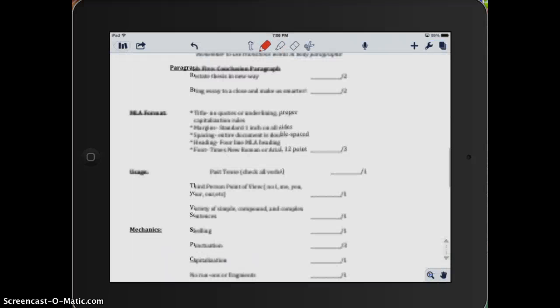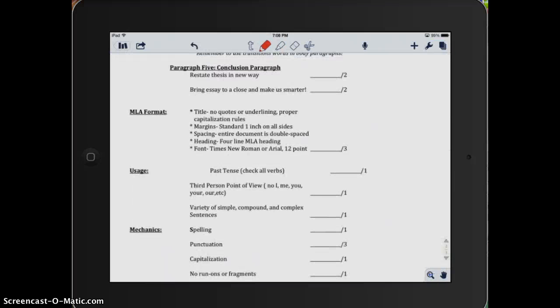Let's go ahead and give them their points on the rubric. They restated the thesis in a new way. And they made us smarter. They had a so what. The last thing in your rubric is you're going to want to look at the layout. Make sure you have all of these things.